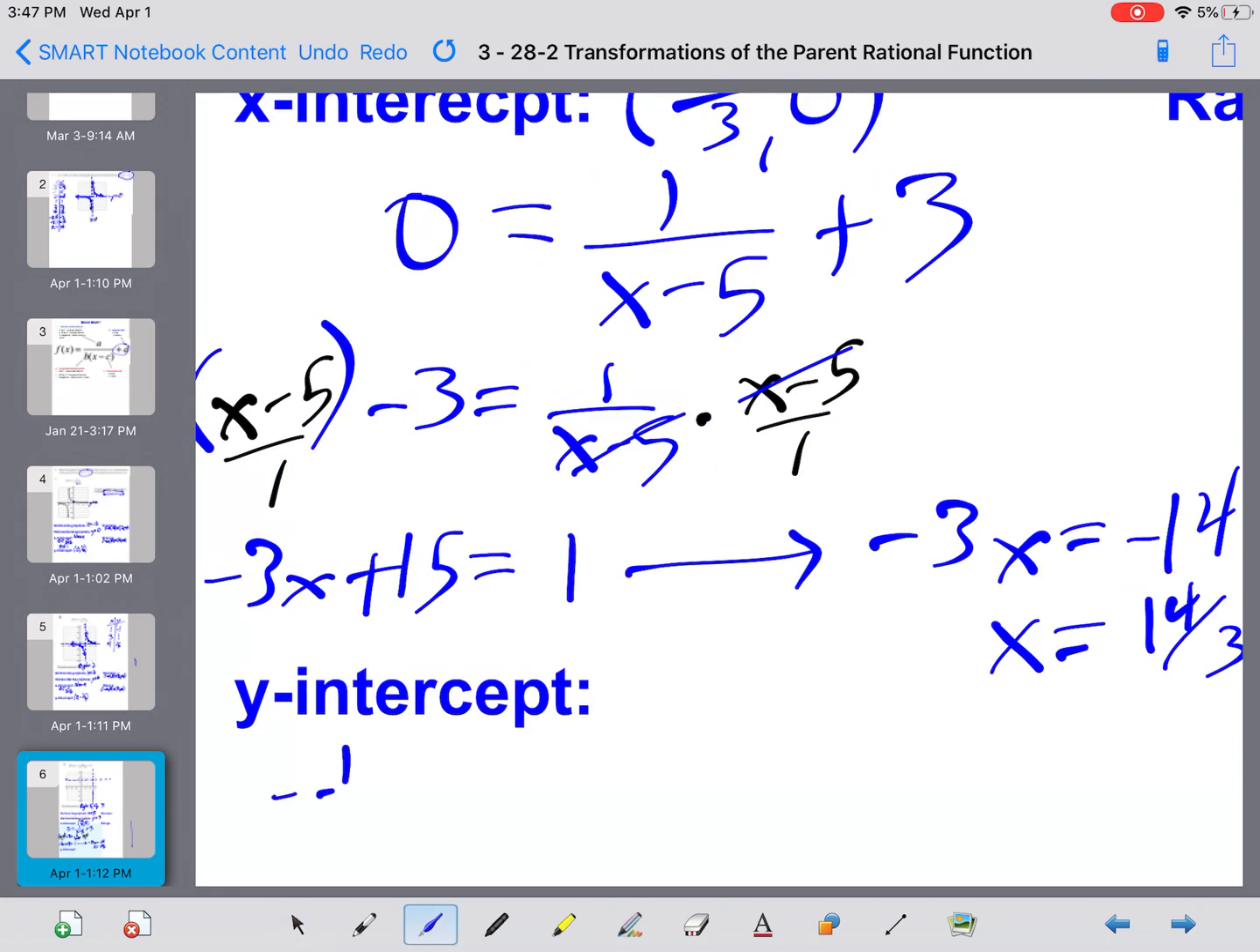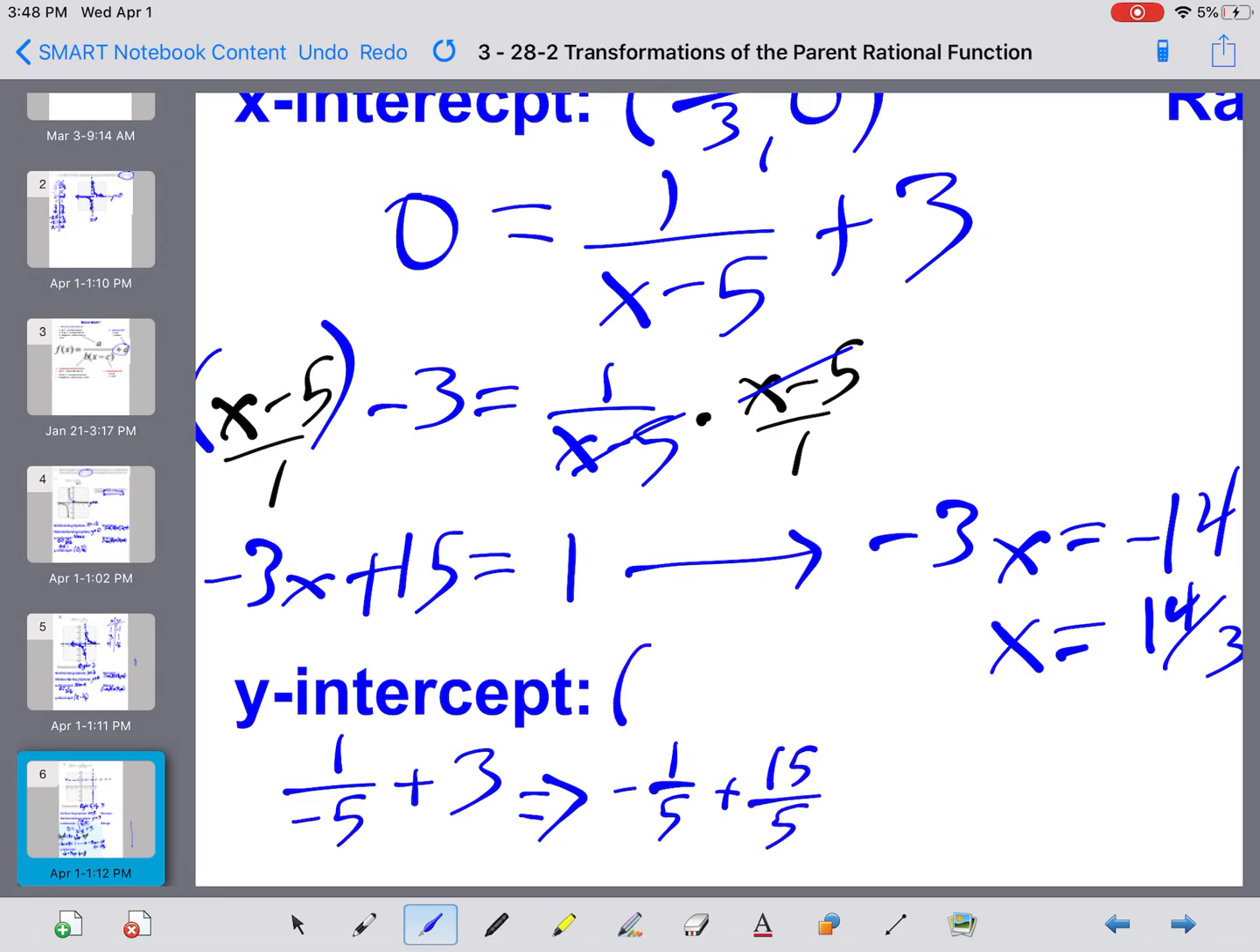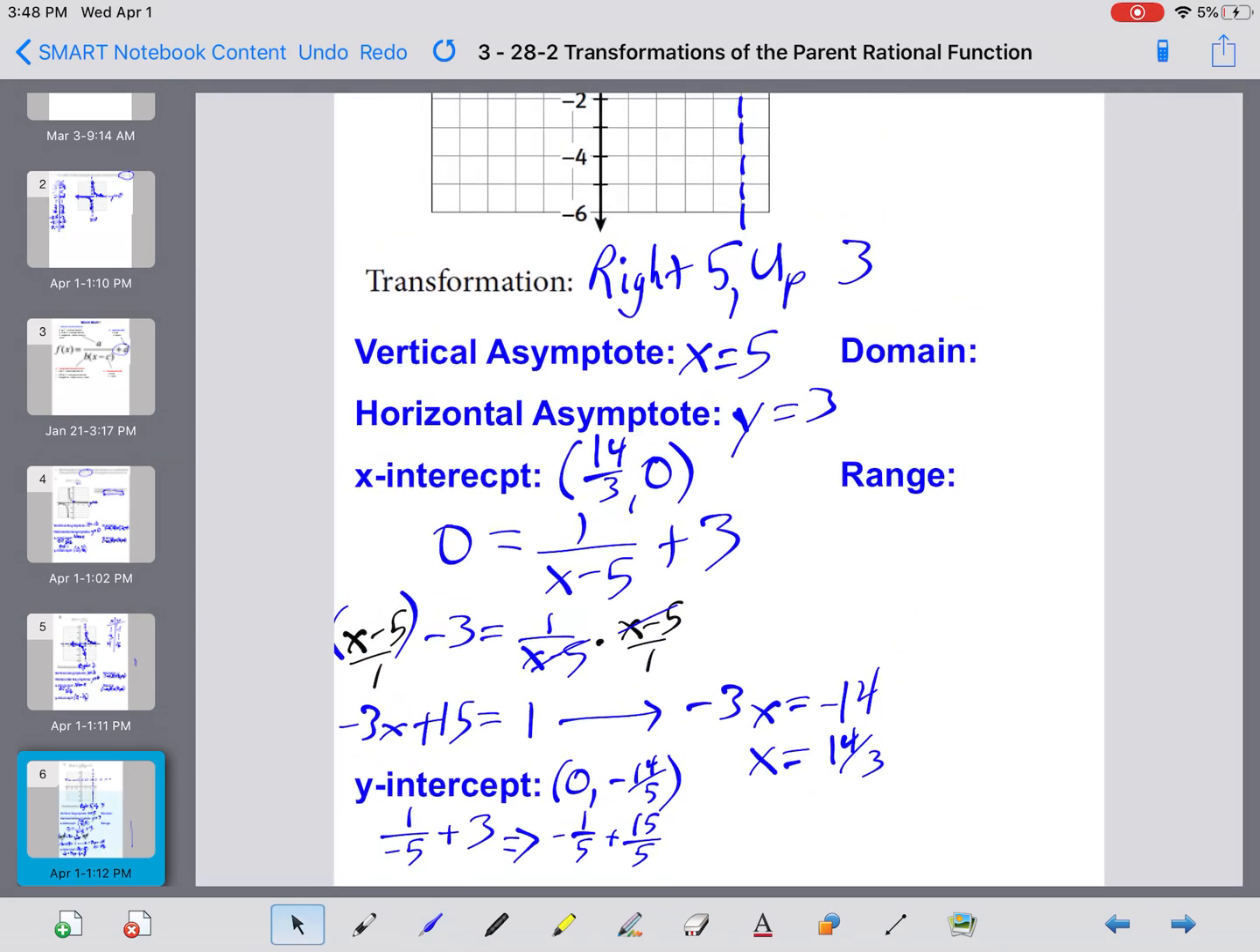Negative 1/5 plus 3. That negative, if you did it like it was set up in the problem, would actually be in the bottom, right? So it would look like that. But remember that negative in a fraction can go out front, up top, or down low. So if you do some common denominator work here, you get negative 1/5 plus 15 over 5. You get a y-intercept of 0, negative 14 over 5. All right? So again, we're going to get the exact y-intercept there. We're going to use the decimal approximation when we graph it.